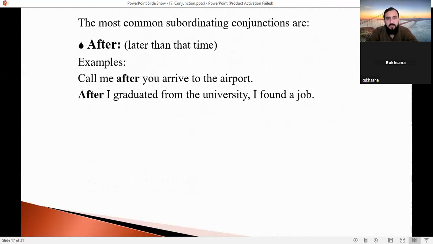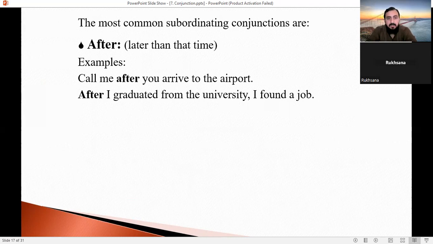Okay, read it. The most common subordinating conjunctions are "after", which means later than that time. Call me after you arrive to the airport. After I graduated from the university, I found a job. So "after" means later than that time.